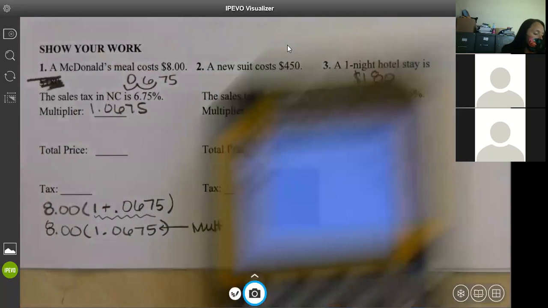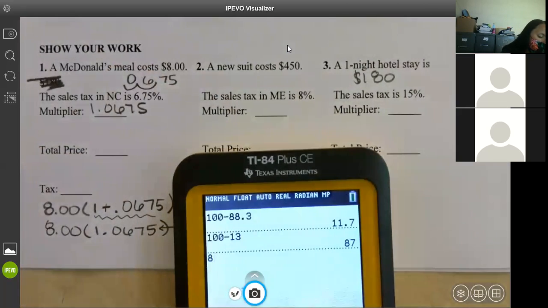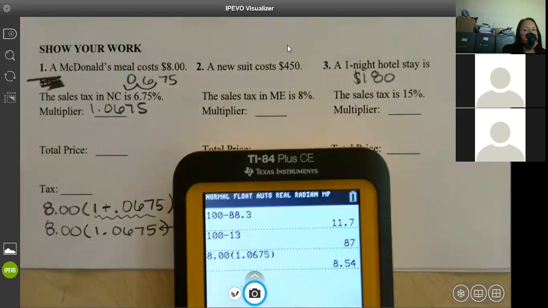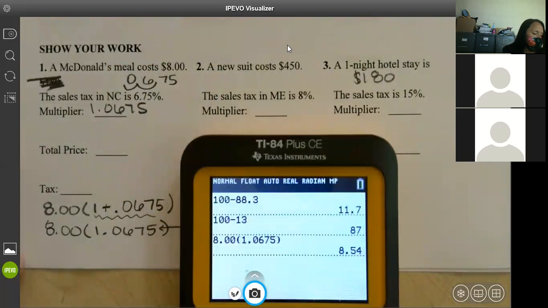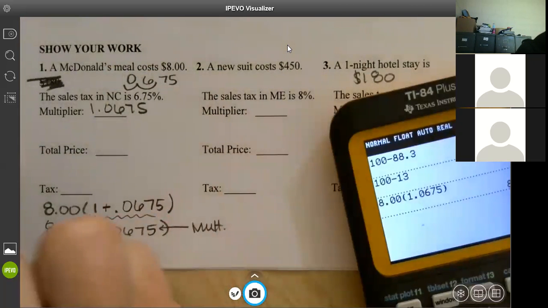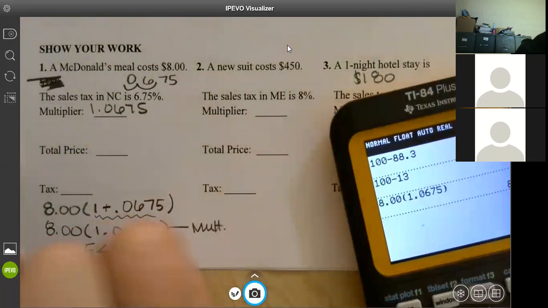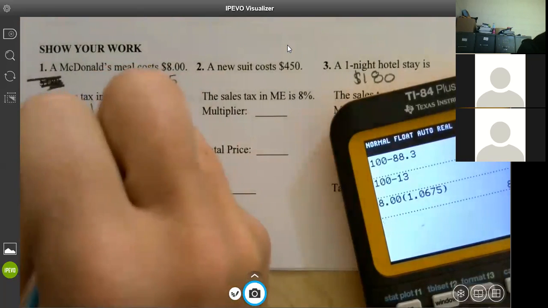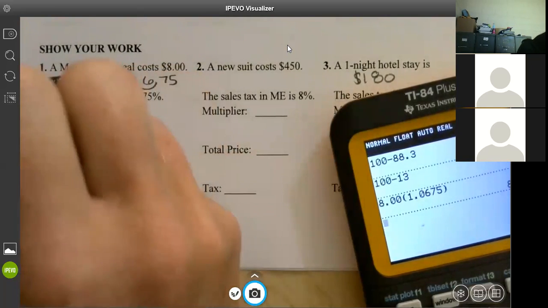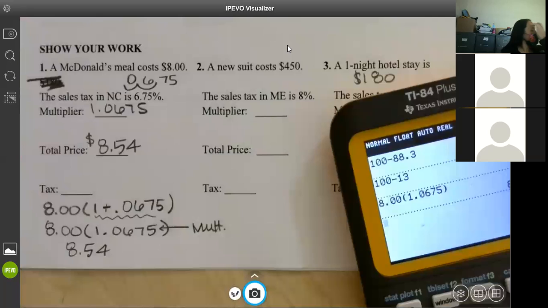Put that in your calculator. 8, you can put the double zeros if you want to, it doesn't matter. Times 1.0675. What do we get? 8.54. So your total price is $8.54. How much tax did you pay?